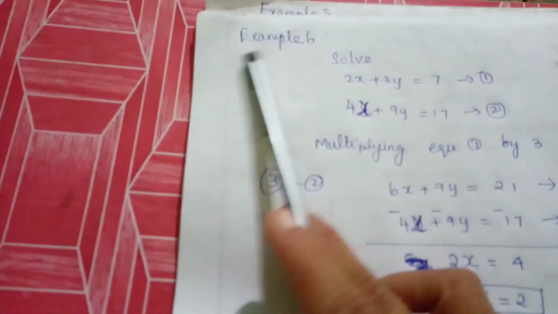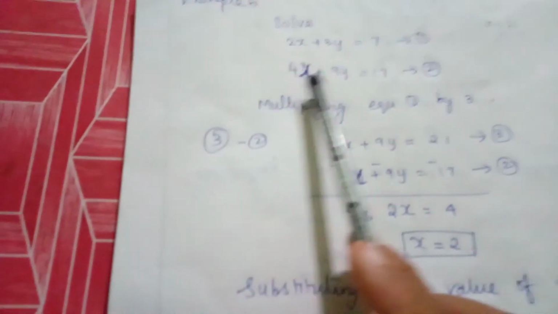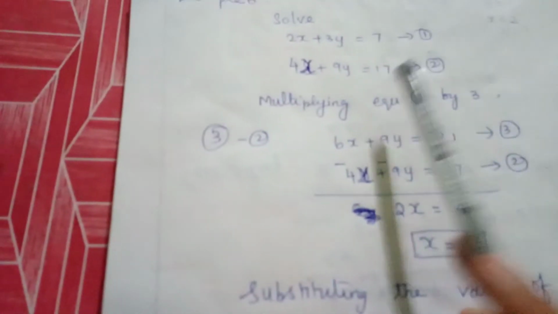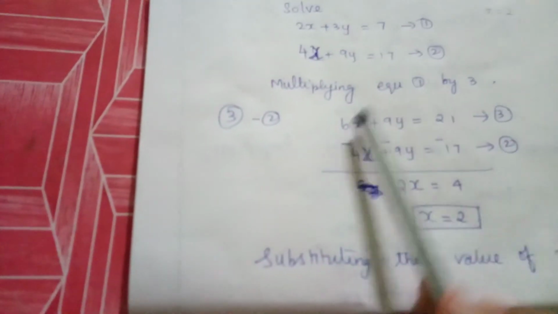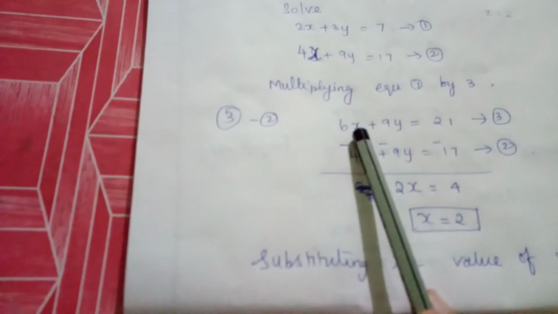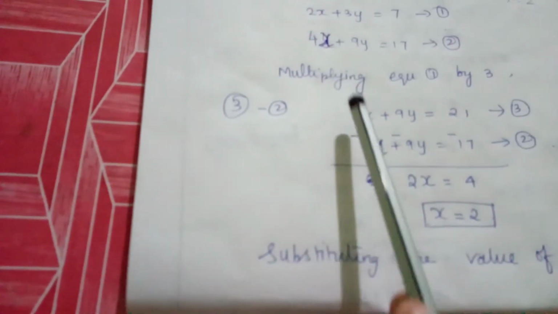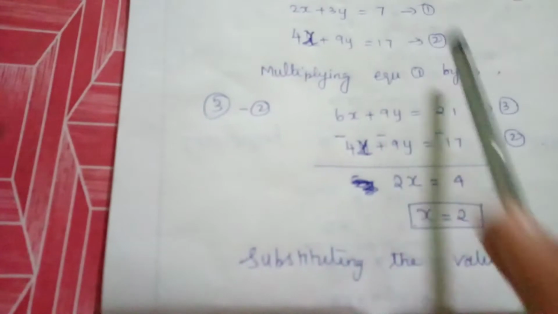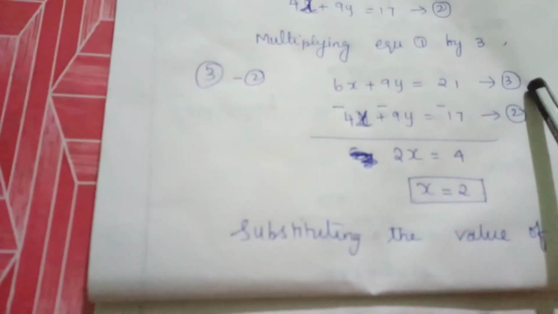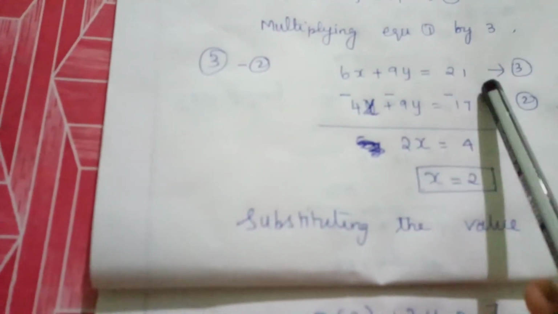Then example 6, solve another one: 2x plus 3y equals 7 and 4x plus 9y equals 17. The same elimination method. Here we multiply the first equation by 3 and get 3 into 2x, that is 6x, then 3 into 3, 9y, then 7 into 3, 21. This is the third equation. And 3 minus 2 gives 6x plus 9y equals 21.